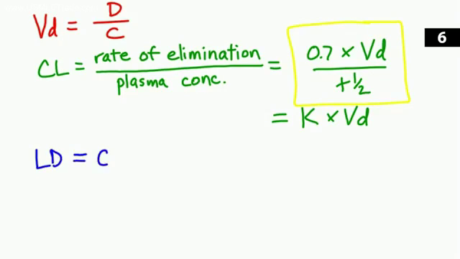The third equation is the loading dose. Loading dose is equal to the concentration at steady state times the volume of distribution. Now what's the concentration at steady state? That's your desired concentration, your target concentration. You're giving a drug and you know you have to get it up to a certain plasma concentration where it's going to have the desired effect.